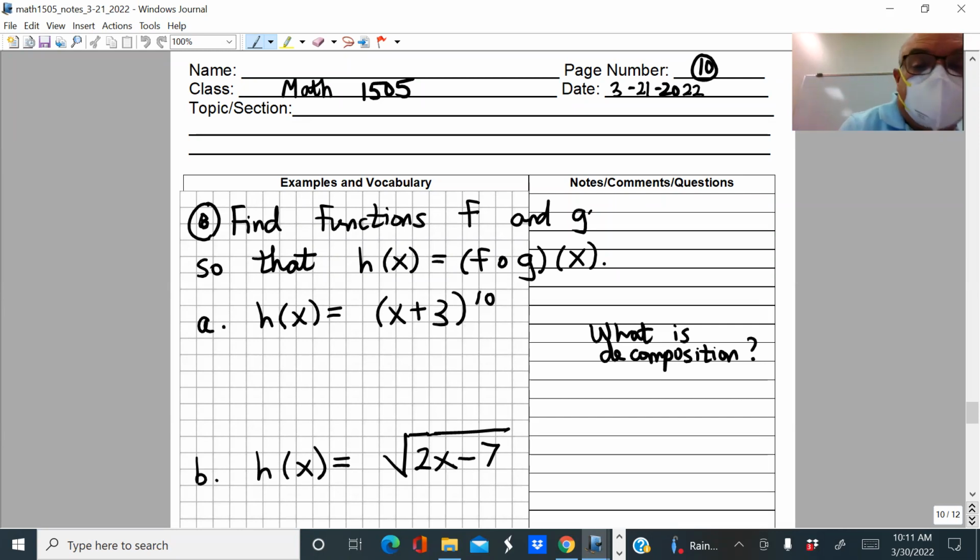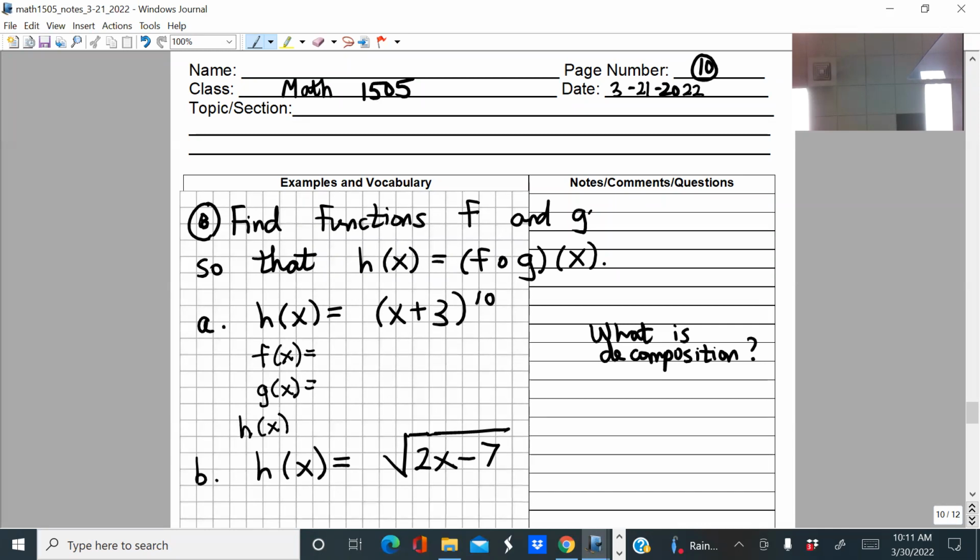So what I want to do here is, so I'm going to lower the screen. So what I want to do here is write down the formula for two functions f and g. Hopefully they'll be simpler functions in some sense than this function h, so that when I compose f and g, I will get the function h. All right.